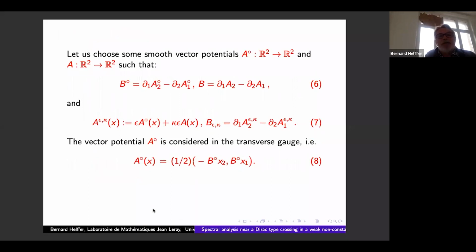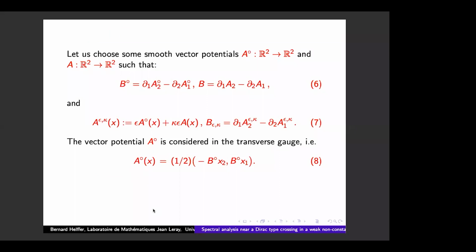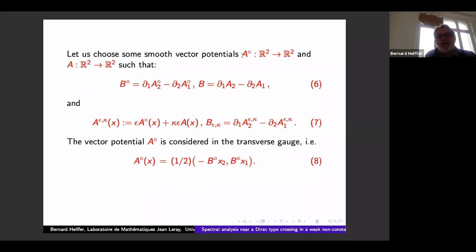Okay, then you define the various objects attached to this magnetic field. At the level of the vector potential, A naught is the magnetic potential corresponding to the constant magnetic field. You can choose a gauge in which the magnetic potential has this simple form. And then you have the magnetic potential A_{epsilon,kappa} of x, which is epsilon A naught of x, which is this one, plus the perturbation of the magnetic field by kappa epsilon B of x. Then I take A of x corresponding to the magnetic field B of x.